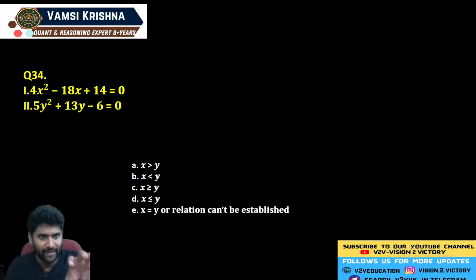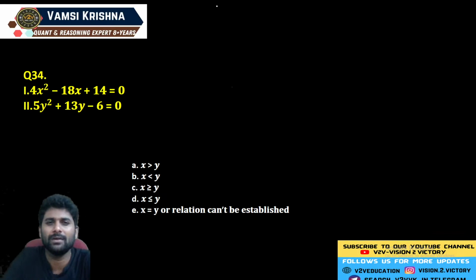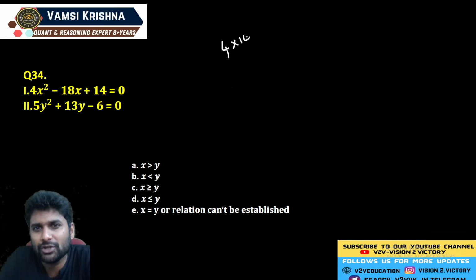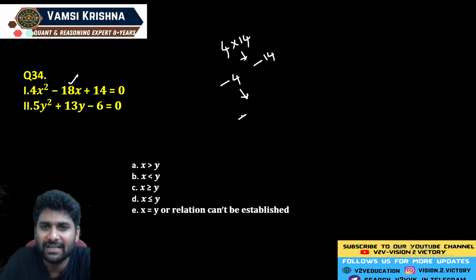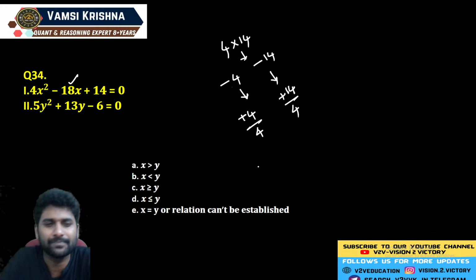Next. Now we have a values, guys. So 4 is multiplied with 14. Now we need 18. So definitely here the factors are minus 4 minus 14. Final factors is plus 4 plus 14. Guys, remember we have a value, you should divide at that.